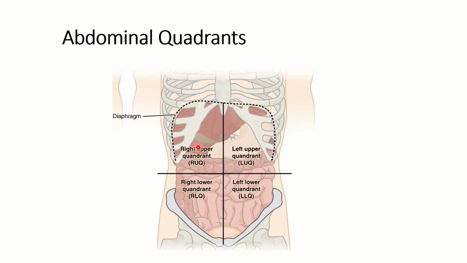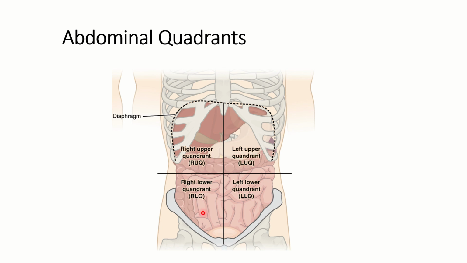So here is the right upper quadrant, and in the right upper quadrant you can see the liver, the gallbladder, part of the large intestine, and duodenum. On the left side you can see the stomach and the spleen, and again part of the large intestine. The pancreas is located here, so you cannot say it's more to the left.